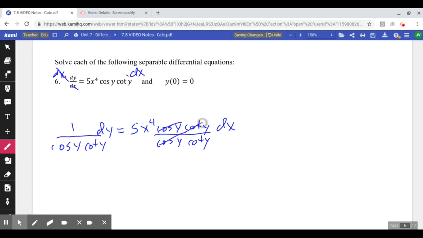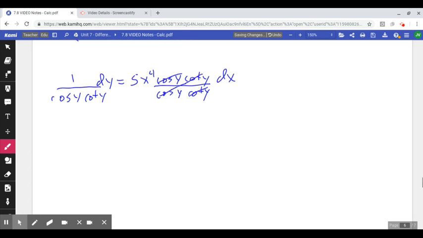So the cosine's gone on the right, cotangent's gone, and then actually what we're going to do is represent the left-hand side with the reciprocals of the cosine and the cotangent. So the reciprocal of the cosine is the secant, and the reciprocal of the cotangent is the tangent. Still have dy, and that's going to be equal to 5x to the fourth dx.